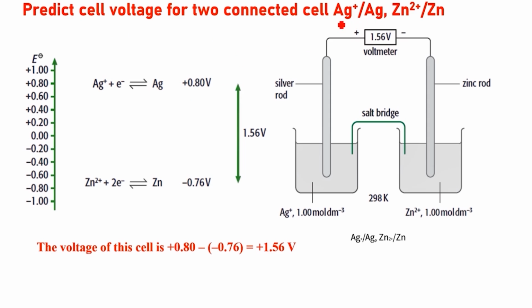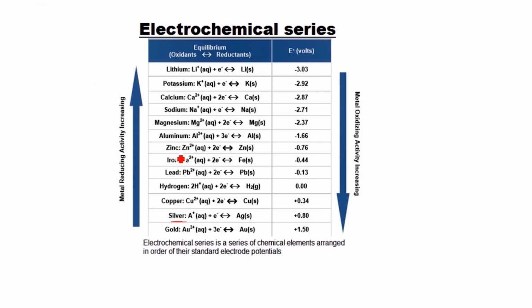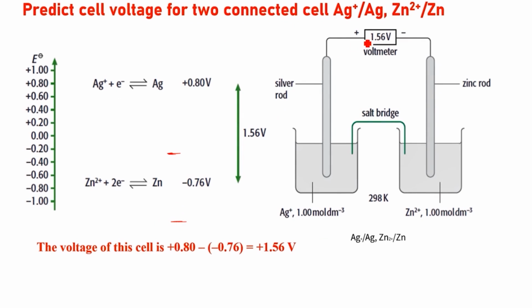For example, we know that the standard silver cell potential is equal to 0.8 volts, and the standard zinc cell potential is equal to negative 0.76 volts. We can predict the voltage of this cell by subtracting the standard electrode potential of zinc at the negative pole, negative 0.76 volts, from the standard electrode potential of silver at the positive pole, 0.8 volts. This will give us that the cell potential is equal to 1.56 volts. The silver is below zinc in the electrochemical series. That is why silver is considered to be the positive pole and zinc is considered to be the negative pole.